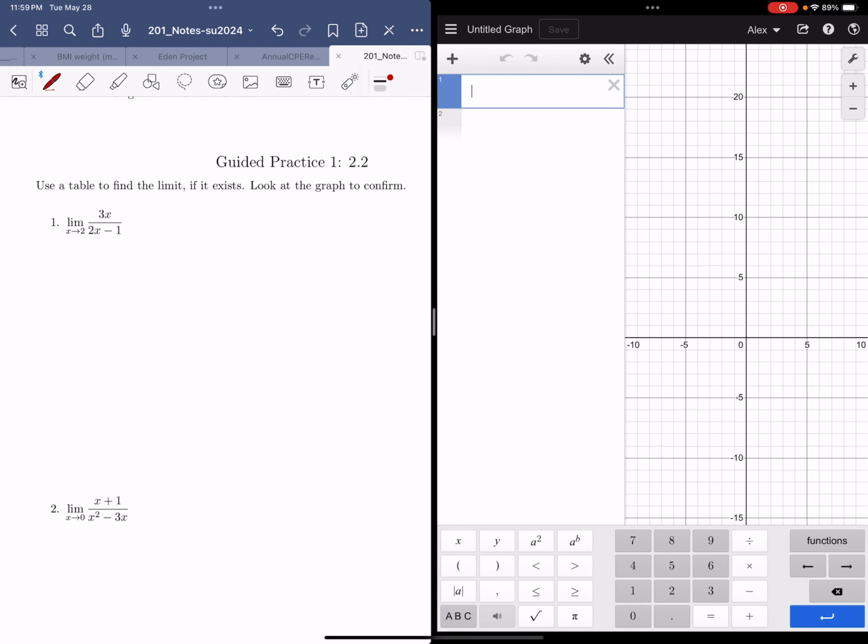Hey everyone, let's do our first guided practice. Note that I've got Desmos open because the instructions say to use a table to find the limit if it exists, and look at the graph to confirm. So what that means is we're going to do the same thing that we did in the previous lecture. So we're going to enter in, sometimes you need to click it a little bit.